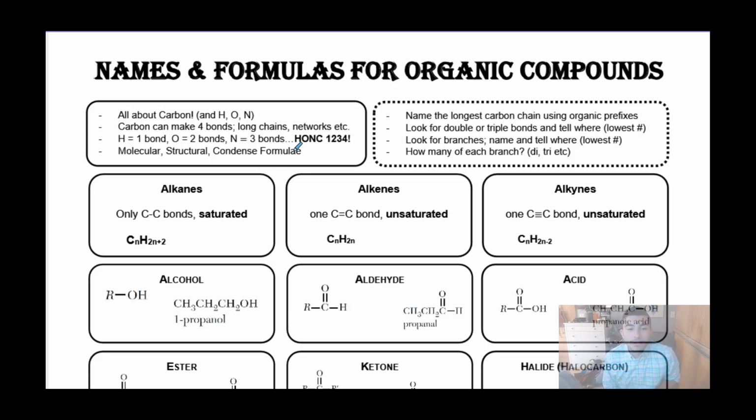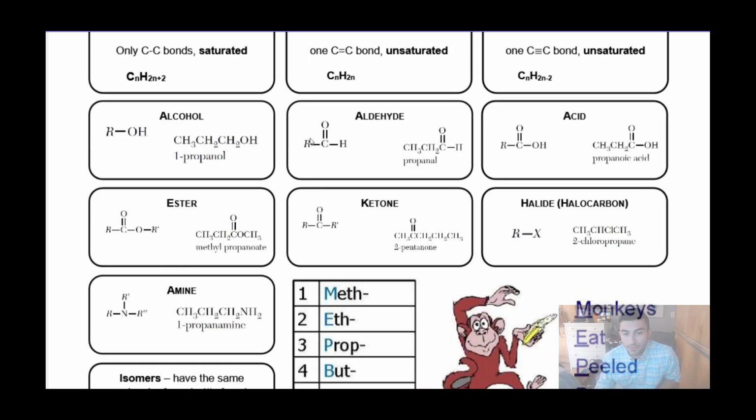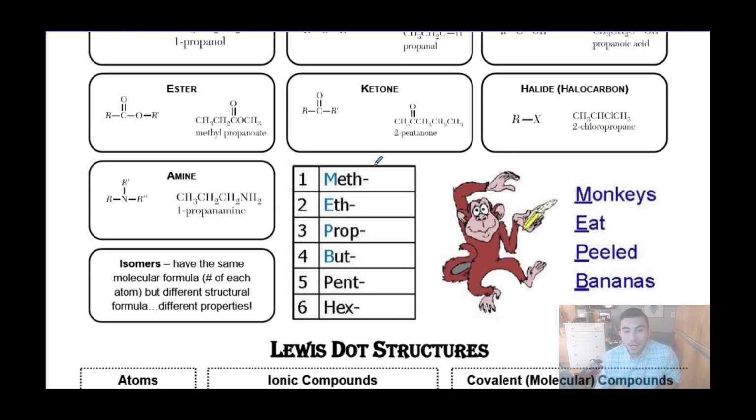And generally what we're looking for when naming and writing formulas for organic compounds, we're going to name the longest carbon chain using organic prefixes. A little different from the molecular prefixes. The organic prefixes, the first 4 are different. From 5 on, they're the same. Pent, hex, hept, oct, non. But 1, 2, 3, and 4 for organic compounds are meth, eth, prop, and but.